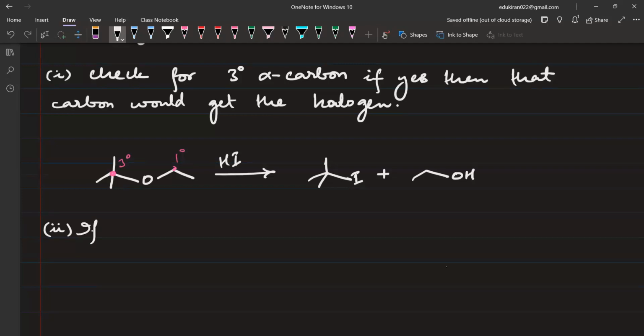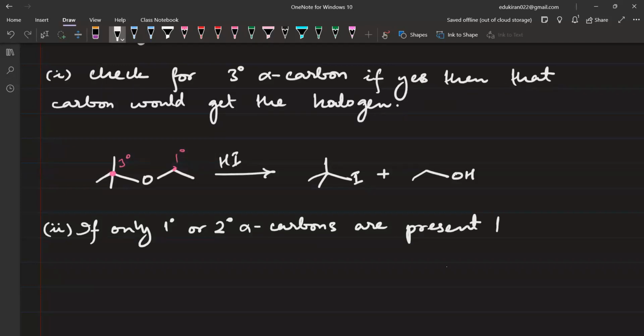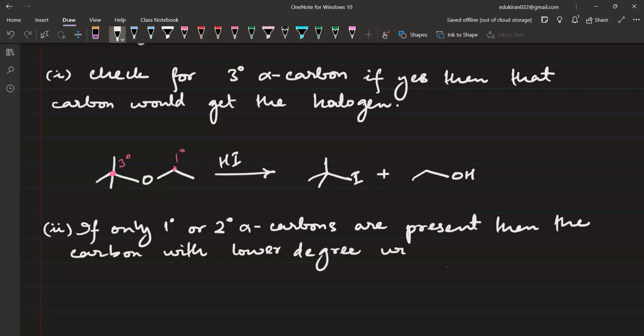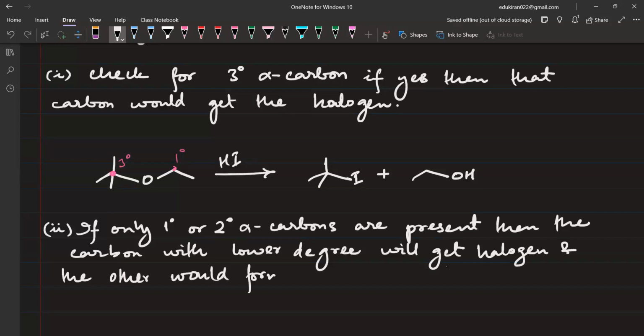But next case is if only 1 degree or 2 degree alpha carbons are present, then the carbon with lower degree will get halogen and the other would form alcohol. ठीक है, ध्यान दीजिए जरा.